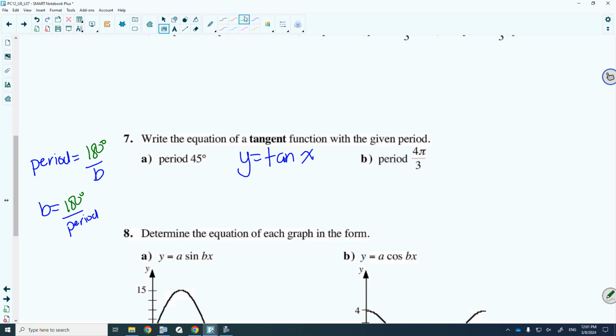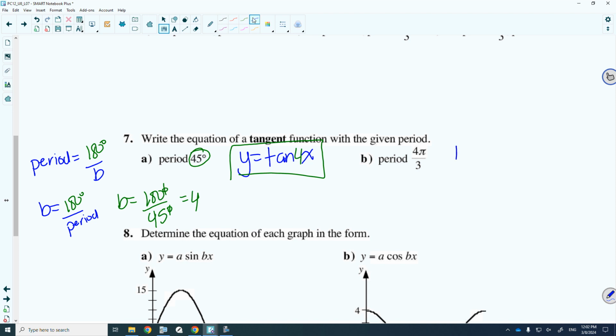Okay, B is equal to 180. The period is 45. This will cancel. 180 degrees divided by 45 degrees is a B value of 4. So there would be a 4 in front of the B.